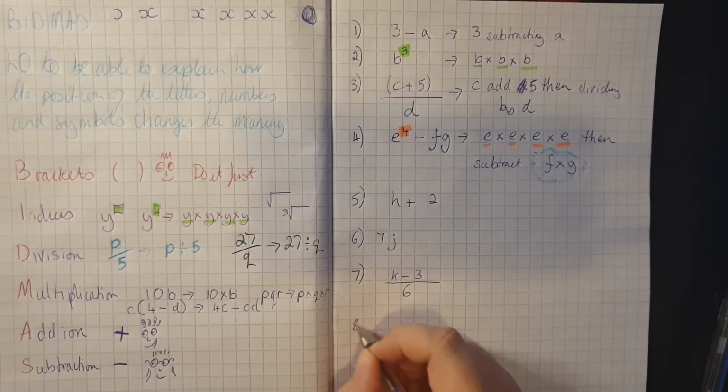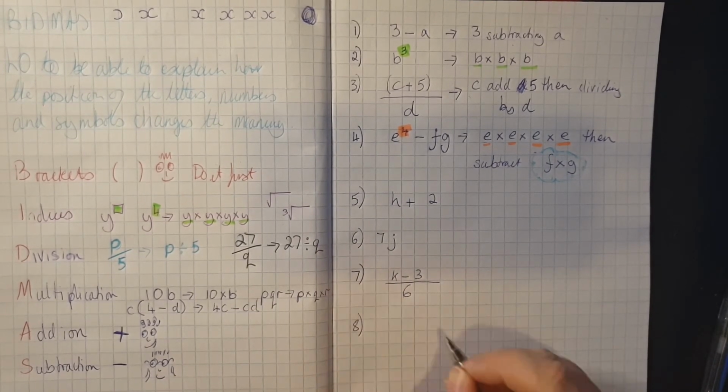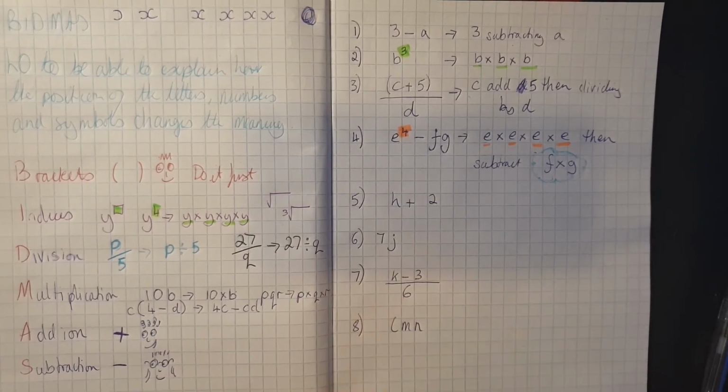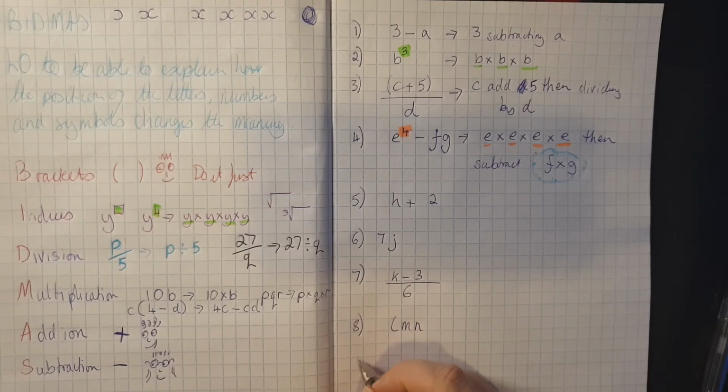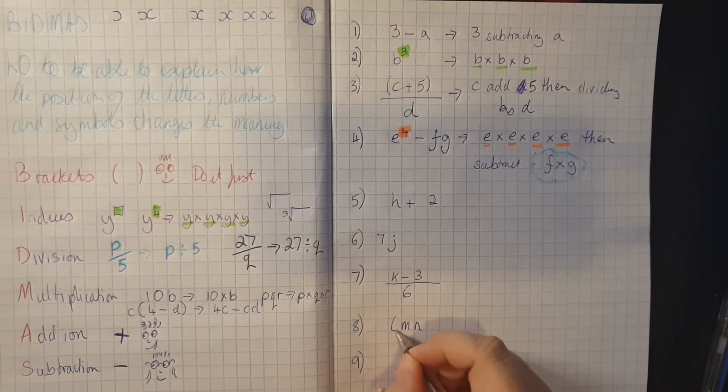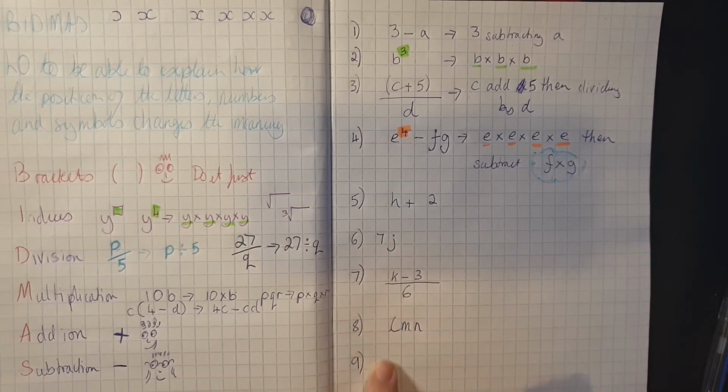Question number 8. JKL will have LMN. Now question number 9 and question number 10 is where it's going to get tricky, so be warned. Okay, and that is an L, not a bracket.